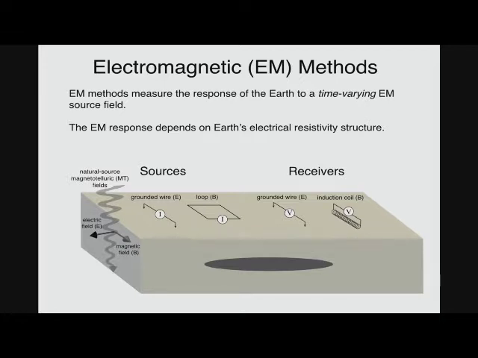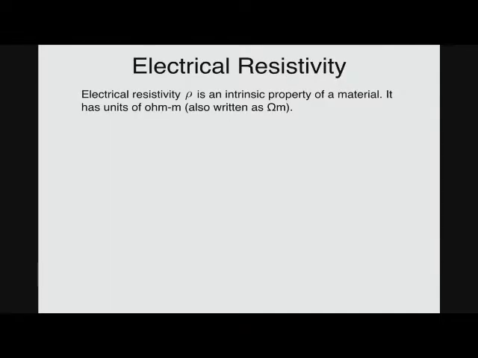We can have either a grounded wire, which would measure the electric field, or we can have an induction coil, which is a very sensitive magnetometer. It measures the time-varying part of the magnetic field, so it's completely insensitive to the static magnetic field. And so that's sort of an overview of what the geophysical approach looks like.